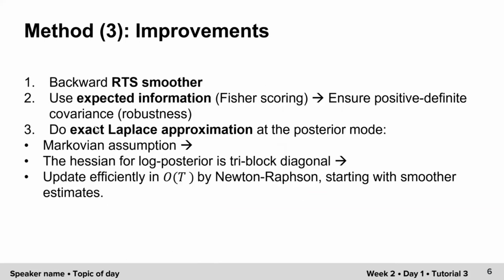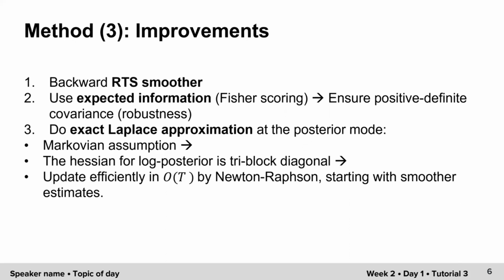So there are some improvements. We can routinely use the RTS smoother to improve the filtering estimate. And first, to ensure the robustness, we just replace the observed information with the expected information. And secondly, to reduce bias or make use of data more efficiently, we do the exact Laplace approximation at the posterior mode, that is the MAP.